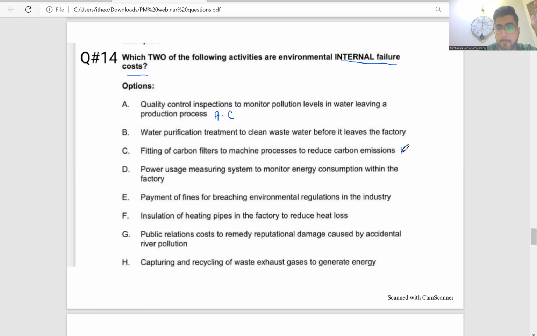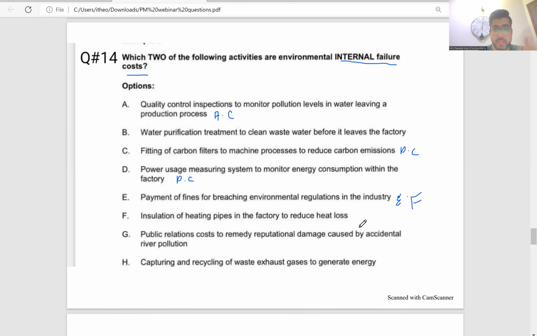This is a prevention cost. Power usage measuring system to monitor energy consumption within the factory. Again, you don't want more energy to be consumed, so this is also a prevention cost. That's why you're installing the power system. Payment of fines for breaching environmental regulations. You broke the laws, that's why you have to pay fines. That's an external failure cost. Fines and penalties are external failure.